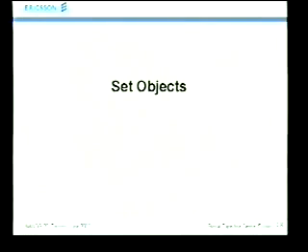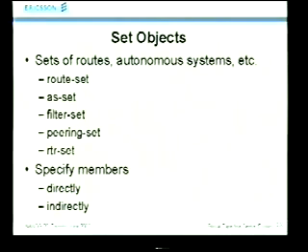So, set objects. So far we have seen the route set object and the AS set object. There are others. A set of routes and its set objects describe sets of routes, autonomous systems, etc. Route set, AS set, filter set, peering set, and router set. They specify members either directly or indirectly. These are the ones that specify members directly: route set, AS set, and router set.